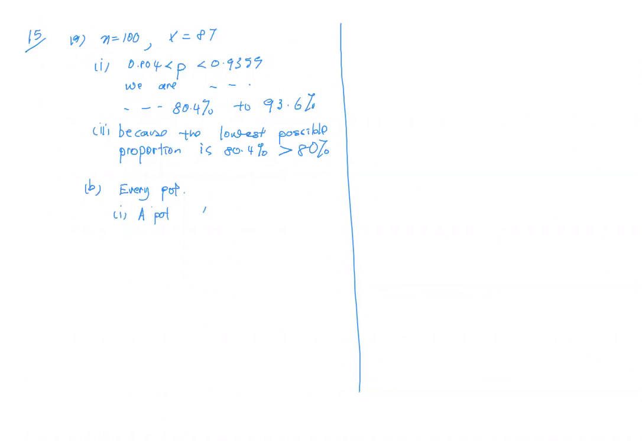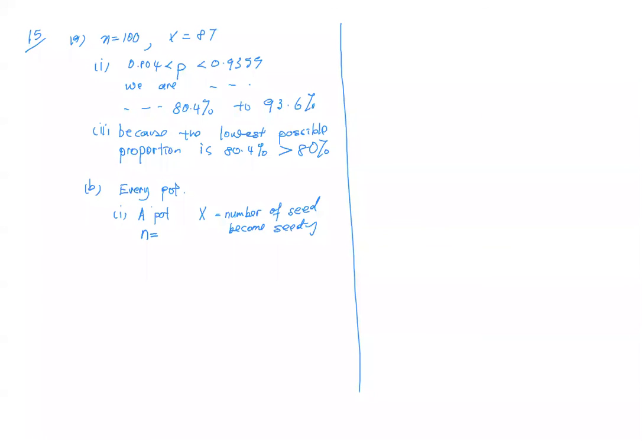So we let X be the number of seeds that become seedlings. In a pot, the number of seeds is the sample.